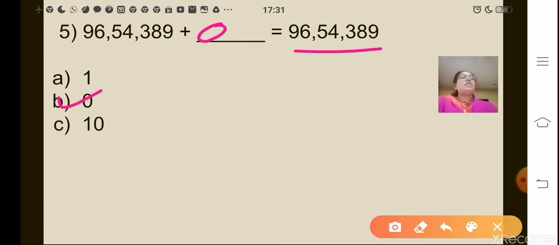Okay, so we have finished with the revision of chapter 1 and 2. Children, keep practicing, do well for your exam.